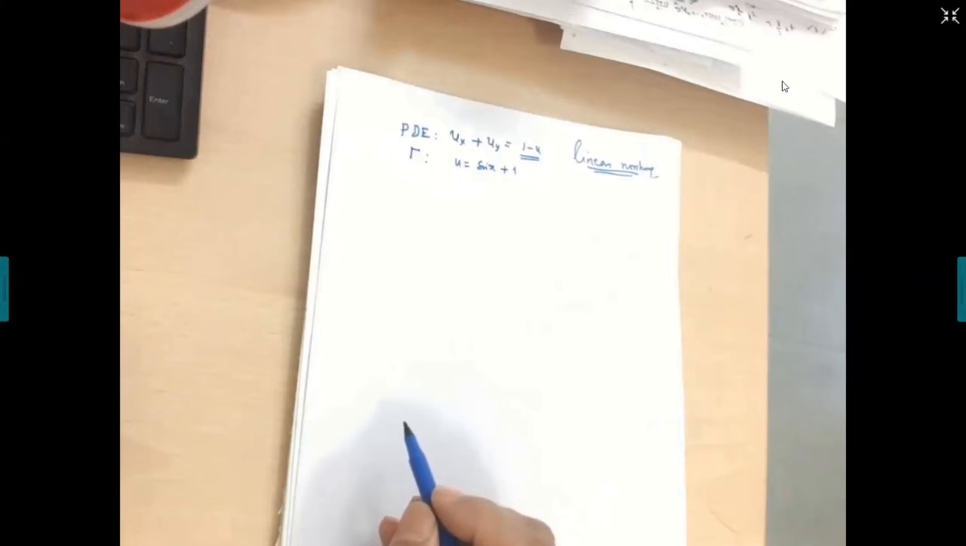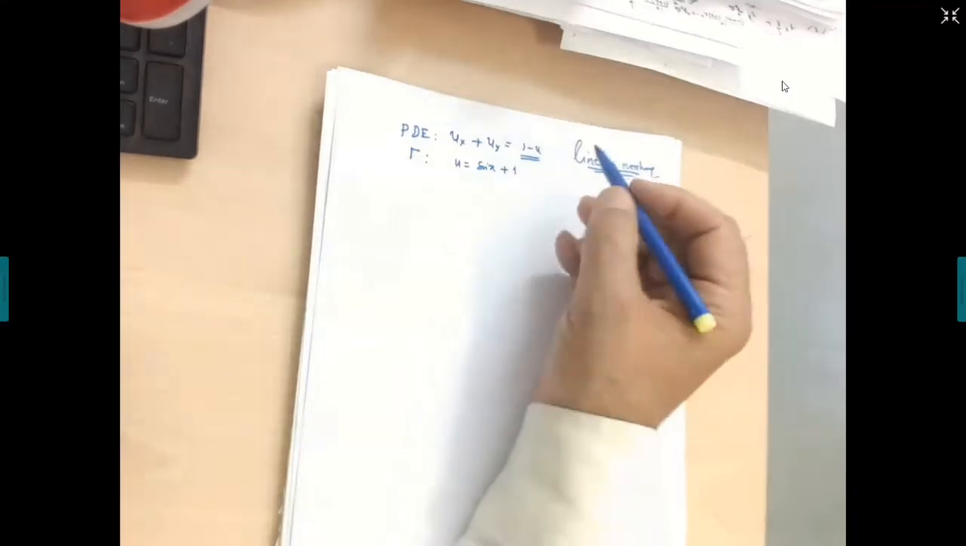Because of linearity, if y1 is a solution and y2 is a solution of a linear equation which is homogeneous, then k1 y1 plus k2 y2 is also a solution. You know it, right? Suppose you have a second order differential equation which is linear and homogeneous. If y1 and y2 are two solutions, then their linear combination is also a solution. If it is non-homogeneous, then we have a particular solution. So there is a difference.